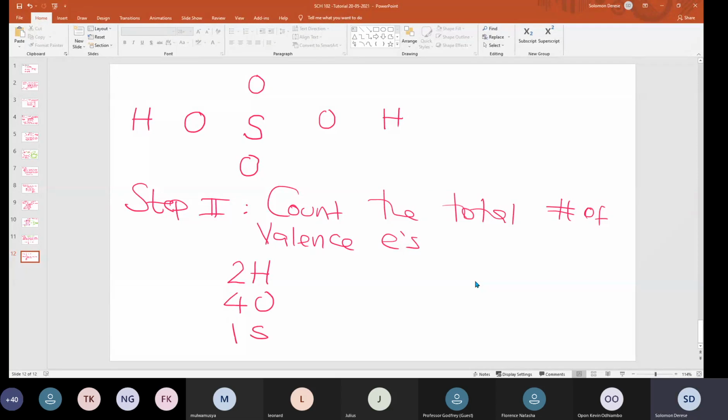Okay, so we have 2 hydrogens, 4 oxygens, and 1 sulfur. Isn't it true? So we have the 2 hydrogens, 2 times 1. We have 2 electrons as a result of the hydrogens. Oxygen, there are 4 of them. The number of valence electrons of oxygen is 6. 4 times 6 electrons, in total 24 electrons. How many electrons do we have on sulfur? 6, because sulfur is just below oxygen.